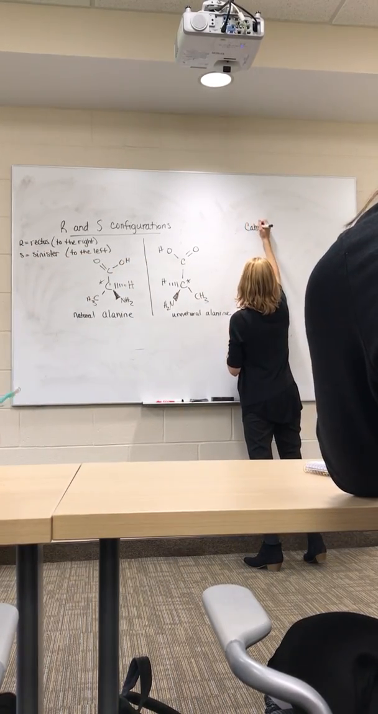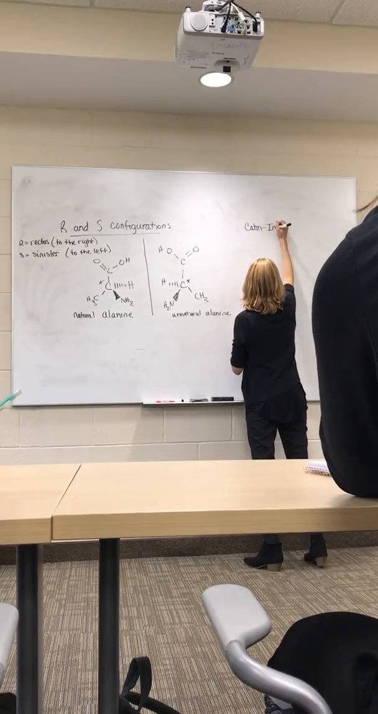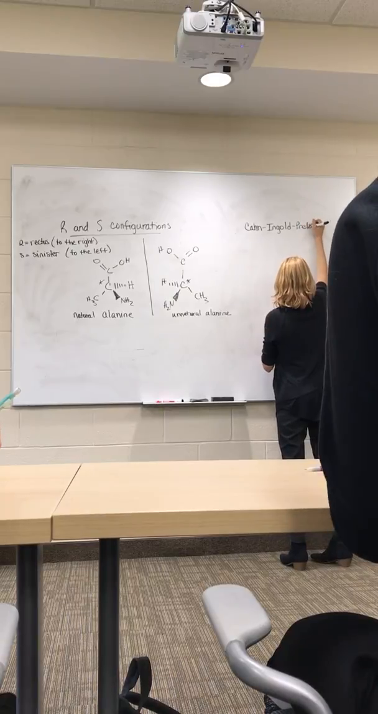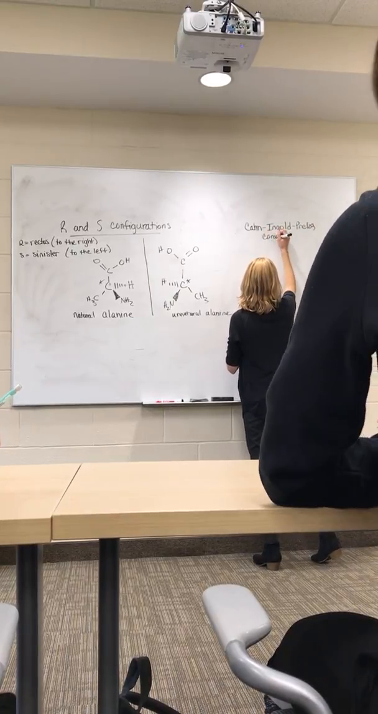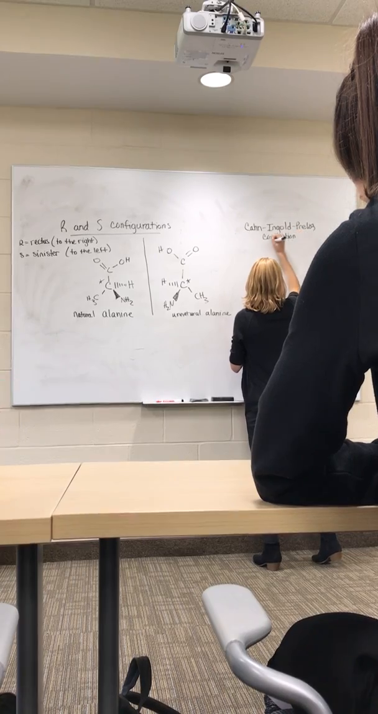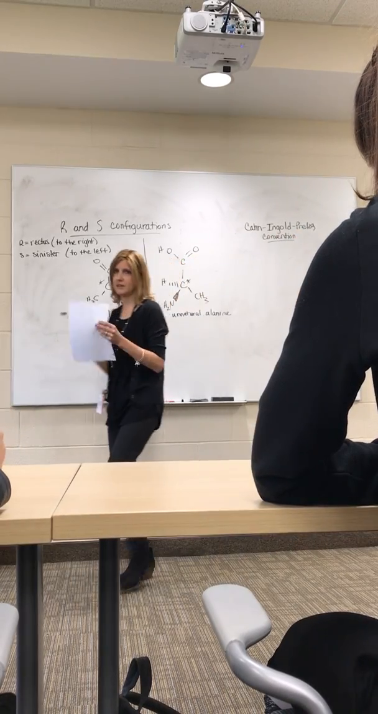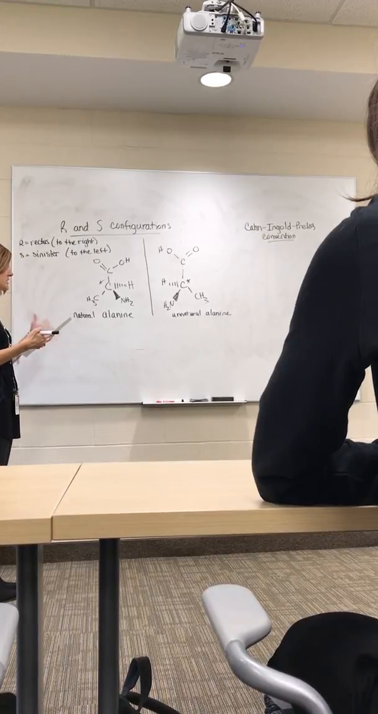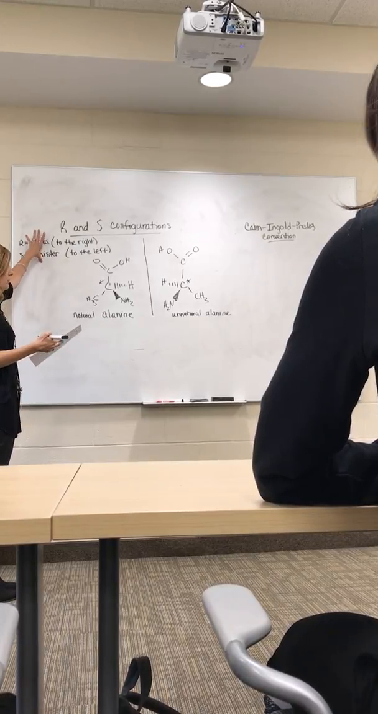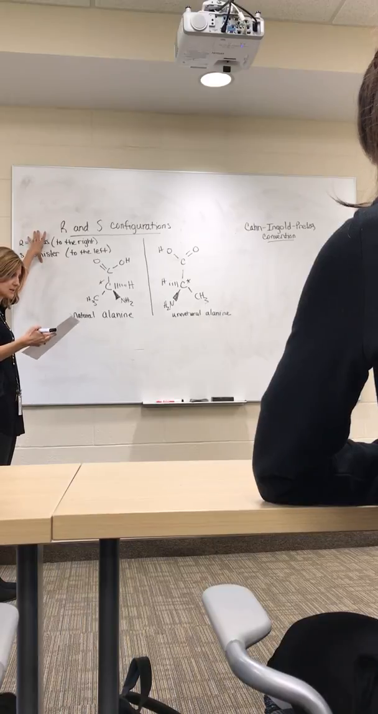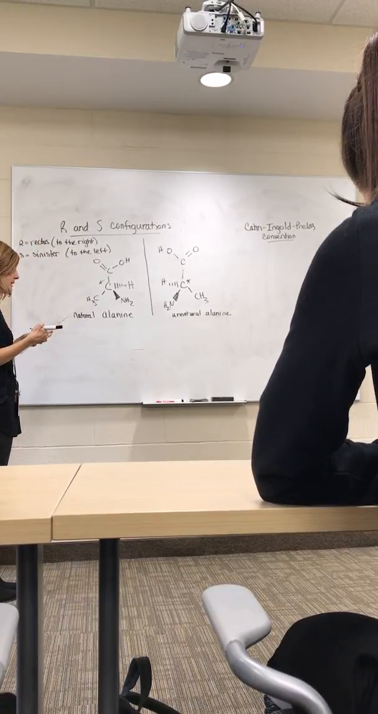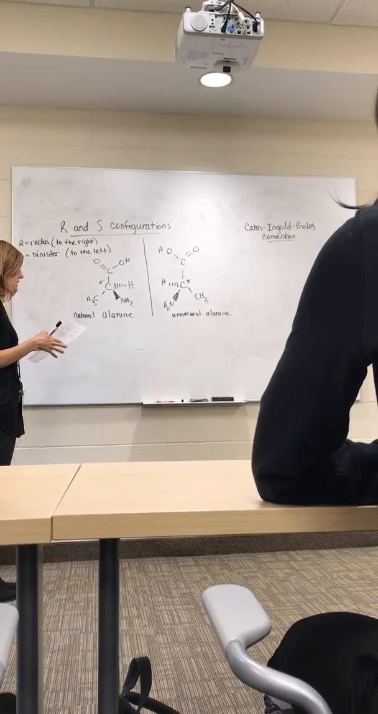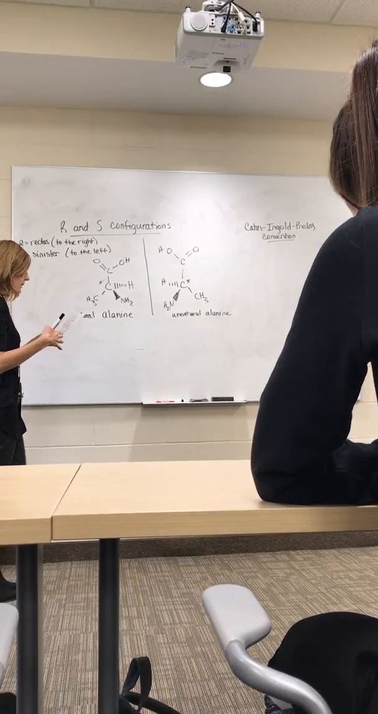So the rules for R and S are the Cahn-Ingold-Prelog convention. There's always a name for everything too. So these are going to be the rules that we need in order to determine if it's going to be R or S. Okay, so two different configurations, and now we need to talk about how to make them.